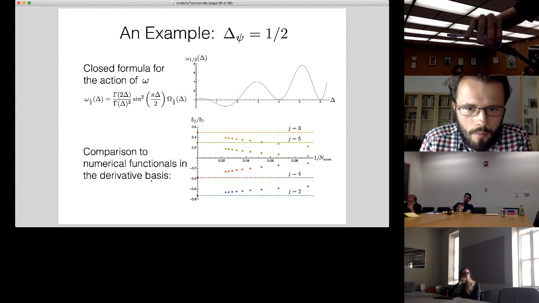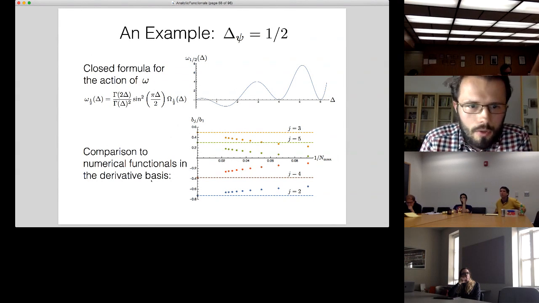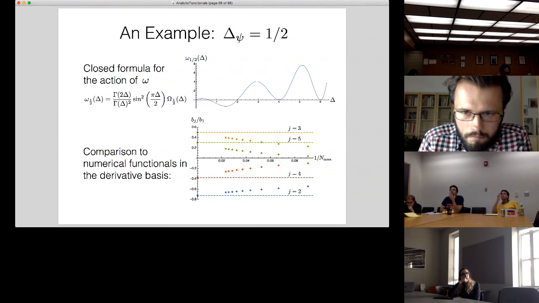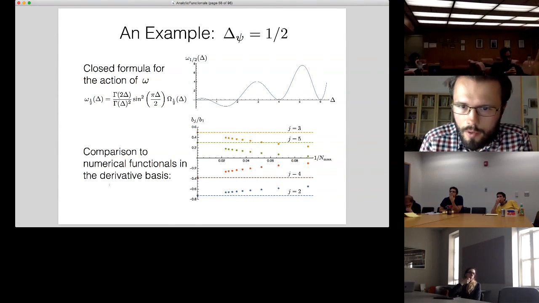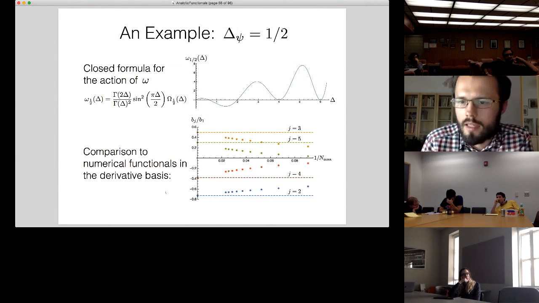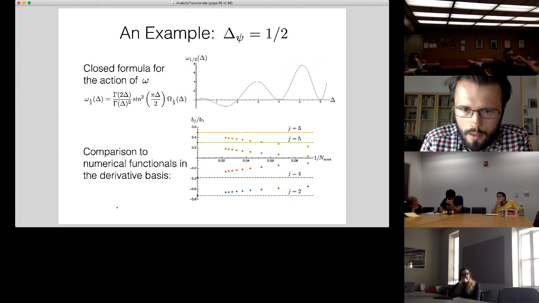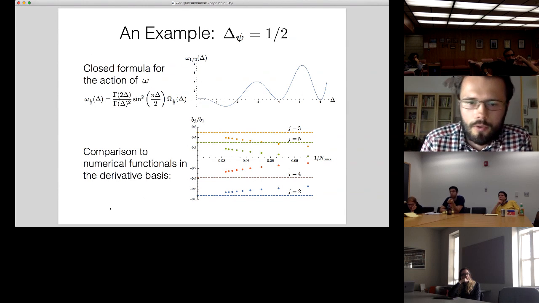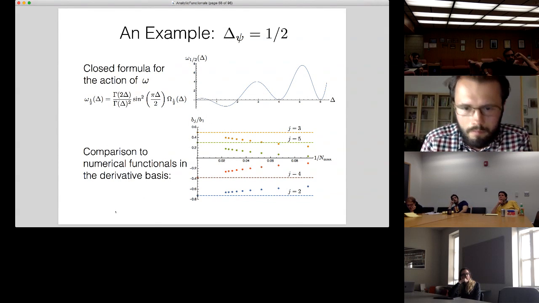Now I also made a comparison of the exact functionals to the numerical bootstrap functional. In a particular basis, I plotted both. The dashed lines correspond to the exact functional which I just described on the previous slides, and the dots of the same color correspond to the numerical bootstrap functionals for increasing n max. And the various colors correspond to coefficients of various derivatives or various functionals in a specific basis. So I think the plot shows pretty good evidence that the numerics are converging to the same functional which I just found.